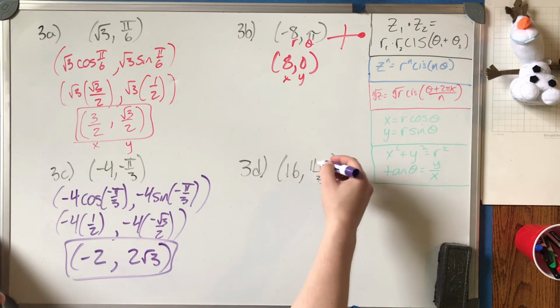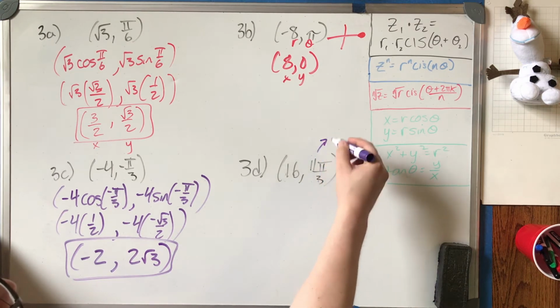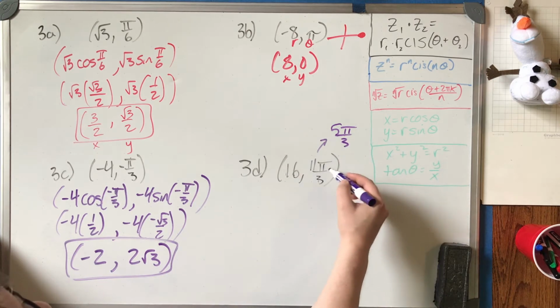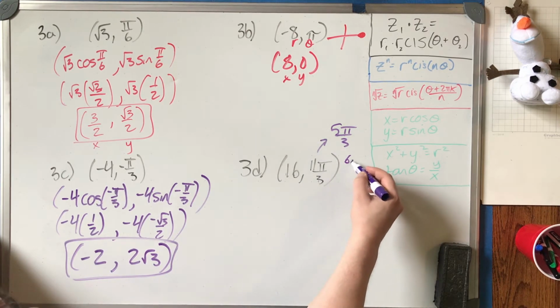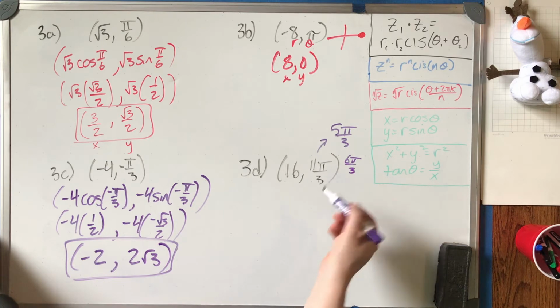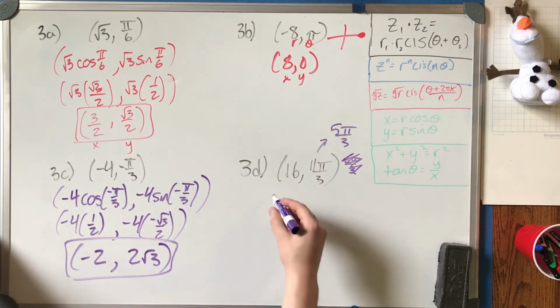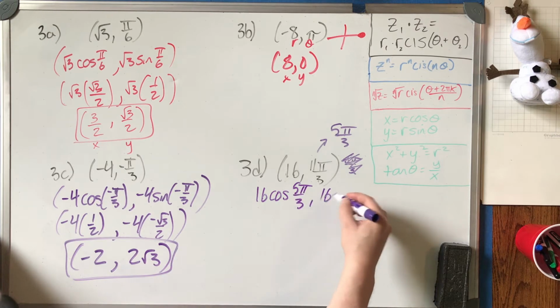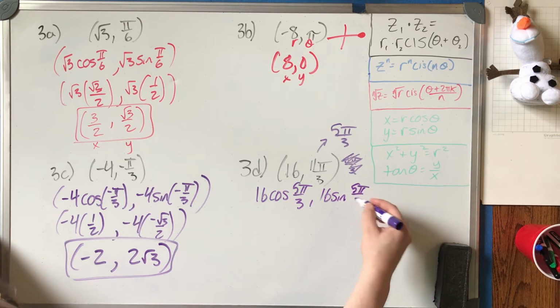Same thing for D. They just gave us a big angle over here, so I'm just going to find this coterminal one, so that's going to be 5 pi over 3. So I basically subtracted 2 pi, which is 6 pi over 3, out of that to get the 5 pi over 3. So now I'm just going to do 16 cosine 5 pi over 3, 16 sine 5 pi over 3.